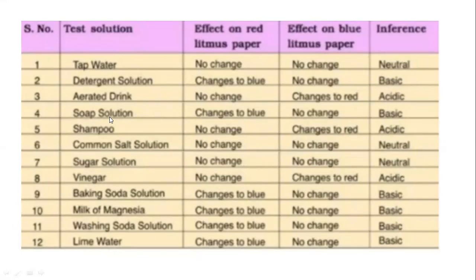Vinegar, it contains which acid we just learned? Acetic acid. Vinegar contains acetic acid, hence it changes blue litmus solution to red. Now the baking soda solution. Is baking soda a base or an acid? Base. Okay, very good. It is a base, so it changes red litmus paper to blue. Milk of magnesia is again a base and it changes red litmus paper to blue.